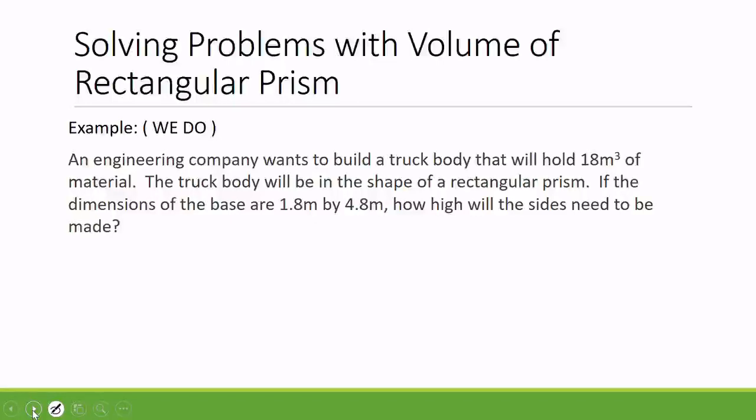If you have the handout already, I've already done the next point for you, which is to highlight the key points. The key points that I found in this question, I've now highlighted in red, as you can see on the video. I can see that the volume, or the required volume, is 18 cubic meters. How do I know it's volume? Because it's got cubic meters. So the engineering company wants to build a truck body that holds that much dirt. The truck body is in the shape of a rectangular prism, so I've highlighted that point.